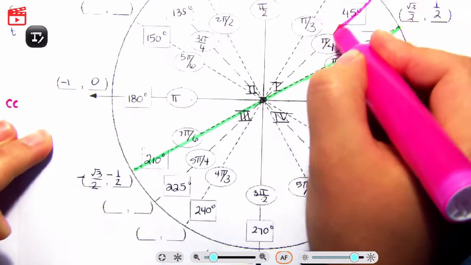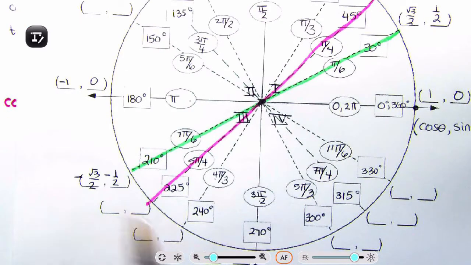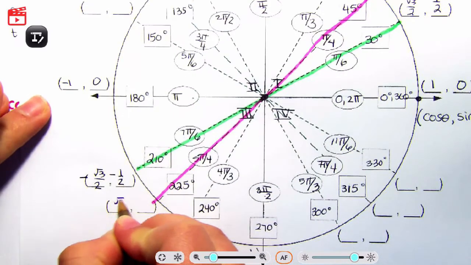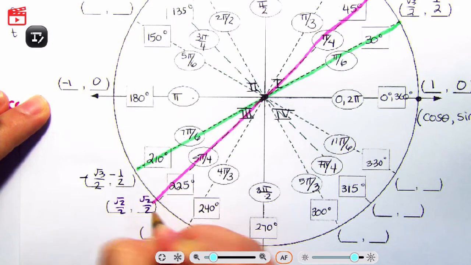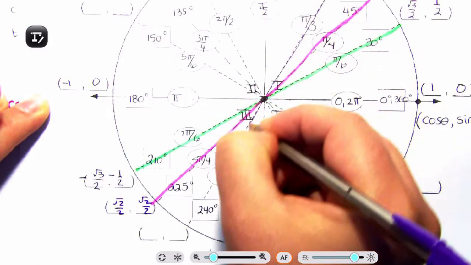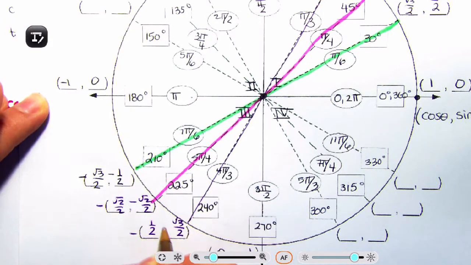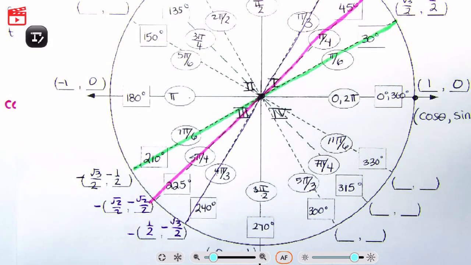45 here. So what do I have? I have √2/2, √2/2, and then 240, this one here, that one's going to be 1/2, √3/2. Now remember, all of these in quadrant 3 are both negative.